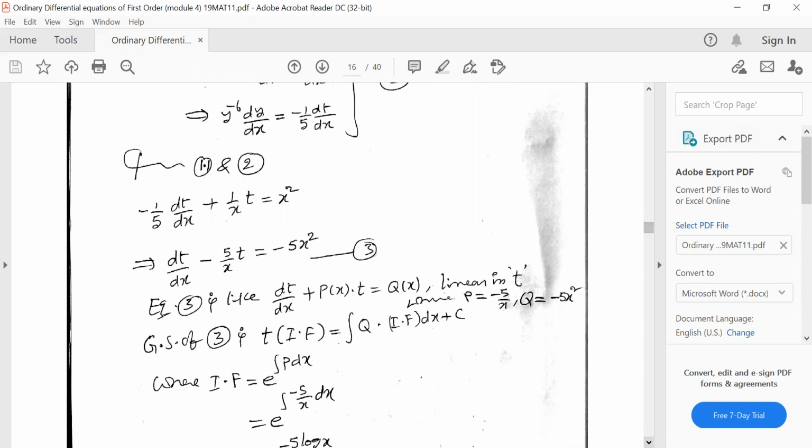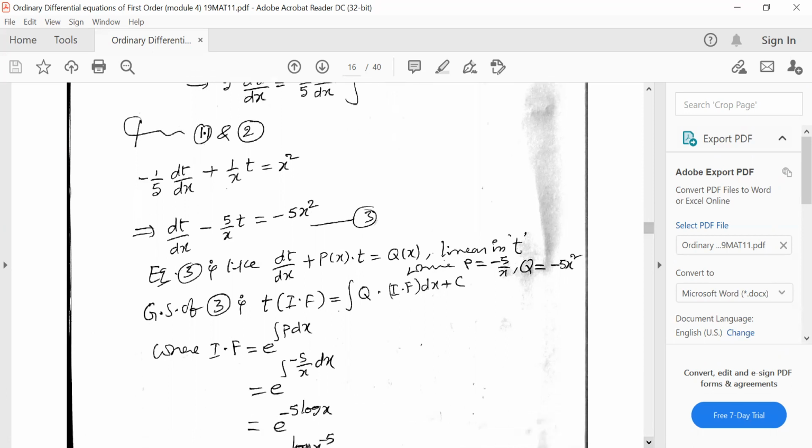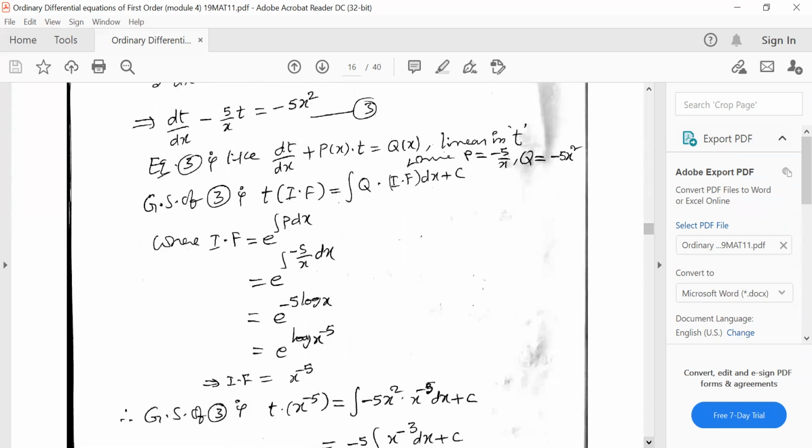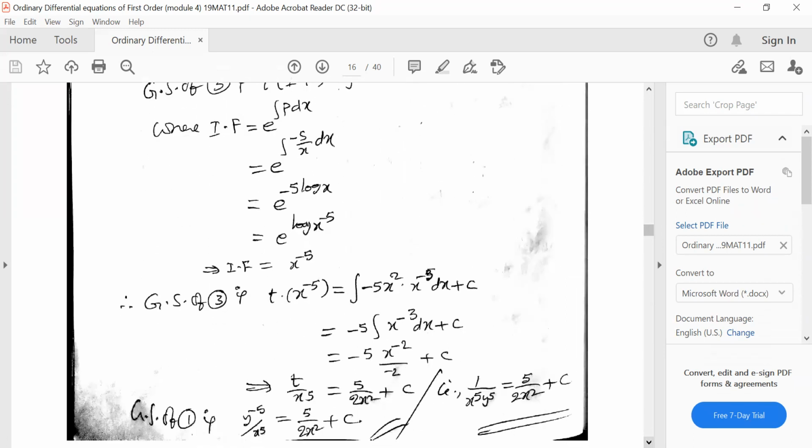So what is that? e power minus integral of 5 by x, that is 5 into log x, that is log x power minus 5, finally x power minus 5. And writing the general solution, that is t into IF is integral q into IF dx plus c. So here the integral of x power minus 3 we got, which is simple, x power minus 2 by minus 2.